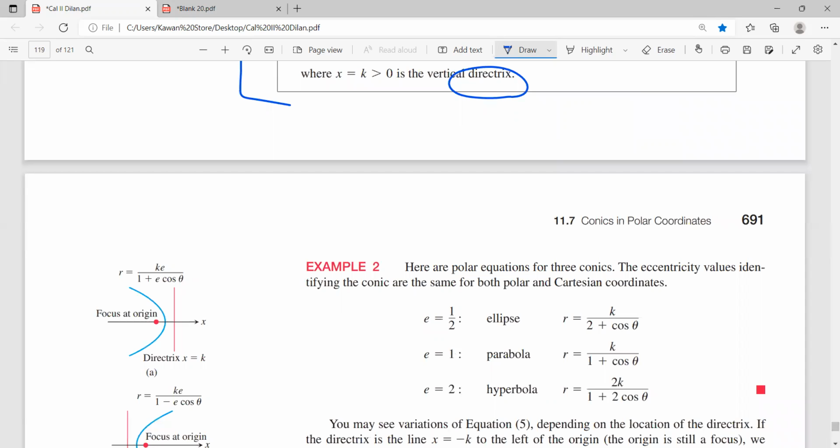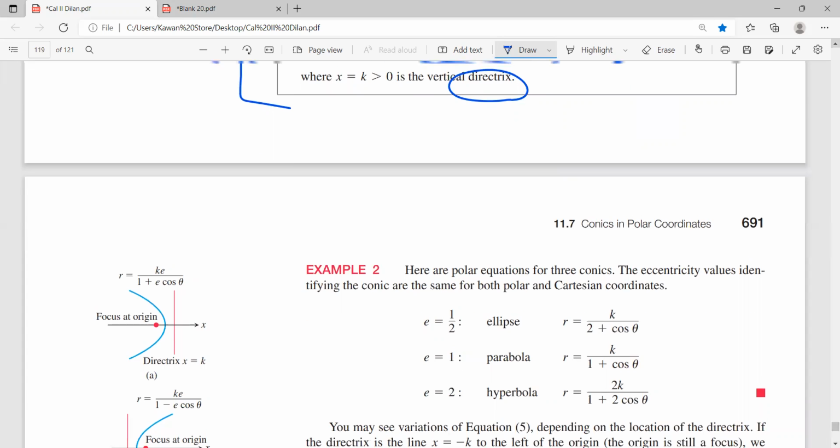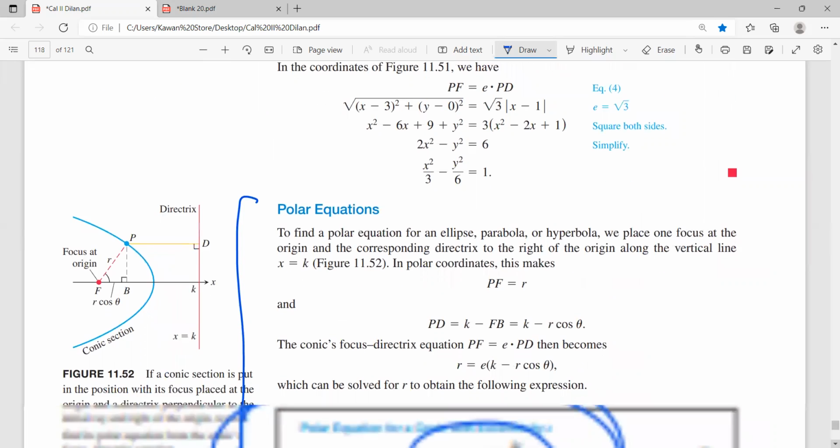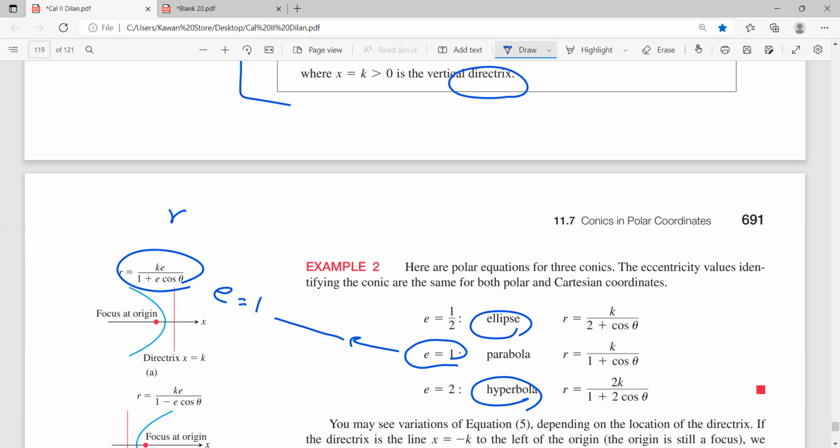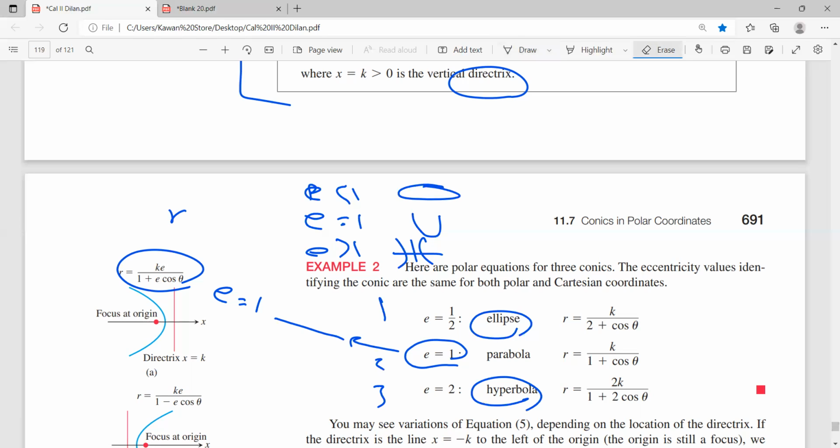To distinguish between them, we have a rule of eccentricity. For this equation, R equal to that one, if E is equal to 1, it is a parabola. If E is greater than 1, it is a hyperbola. If it's less than 1, it is an ellipse. The shape will be like that in polar. That's a general note. So you have three cases: if E equal to 1, parabola; if E less than 1, ellipse; if E greater than 1, hyperbola.